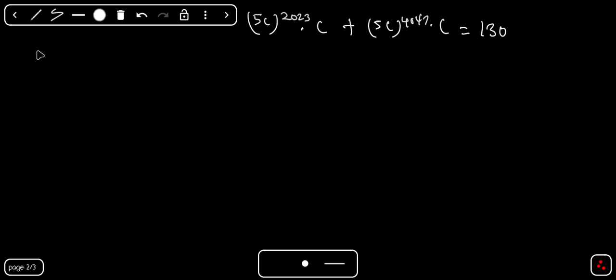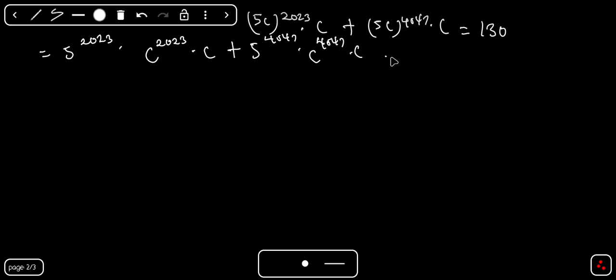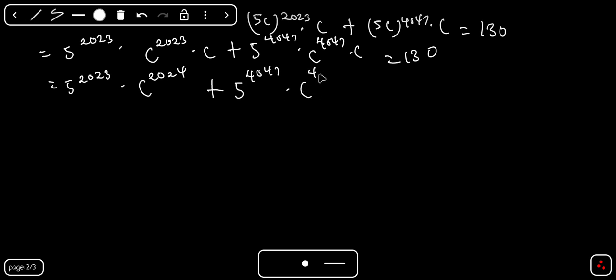Okay, so this will be equal to 5 raised to the power of 2023. If you expand that, multiplied by c raised to the power of 2023 multiplied by c, then plus 5 raised to the power of 47 multiplied by c raised to the power of 47 multiplied by c, which is equal to 130. So we're going to have 5 raised to the power of 2023, then multiplied by c raised to the power of 2023 multiplied by c. So that will give us c raised to the power of 2024. Then plus 5 raised to the power of 47, then multiplied by c raised to the power of 48. So this will be equal to 130.